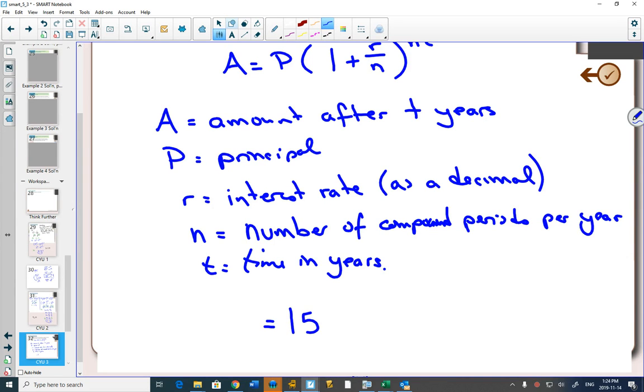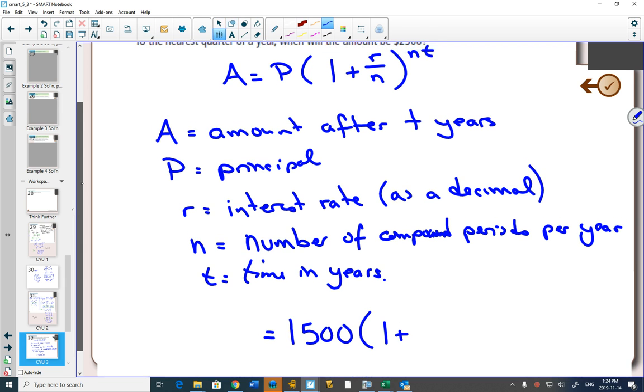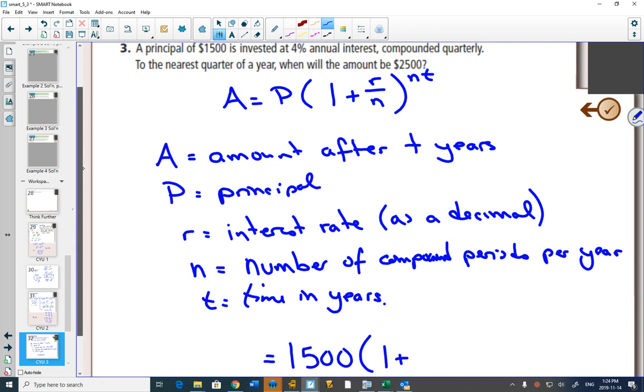we know the principal is 1,500, the interest rate 4%, so change that to a decimal, 0.04, compounded quarterly 4 times per year. So n is 4, and you want it to be 2,500. So the amount after T years would be 2,500.